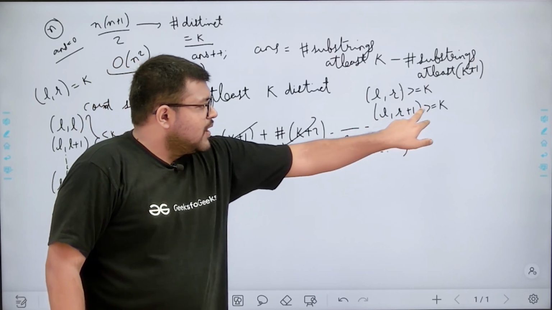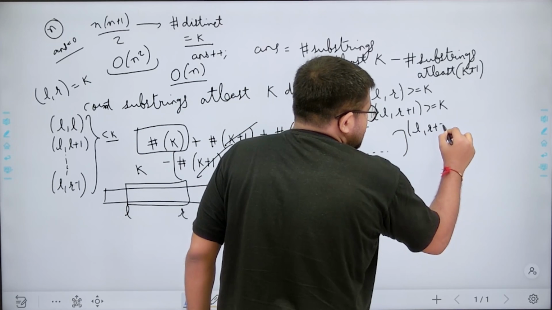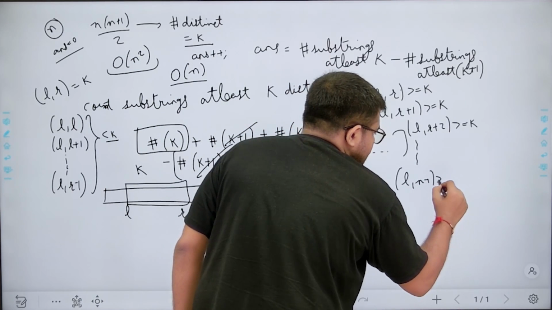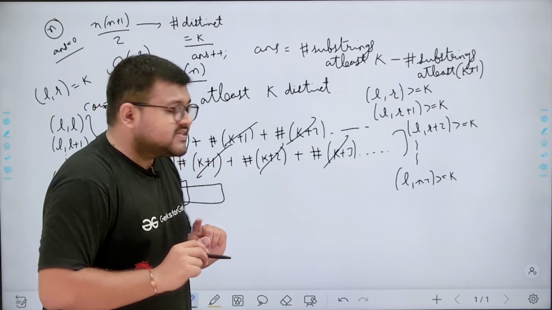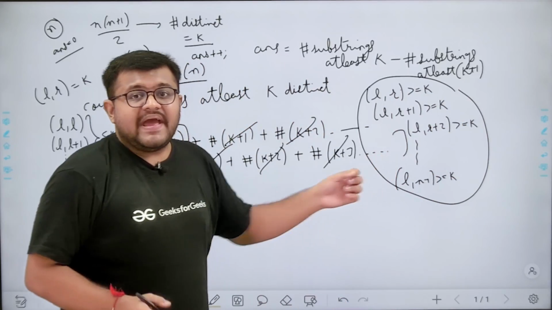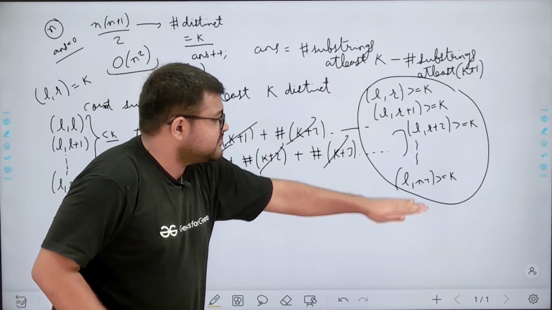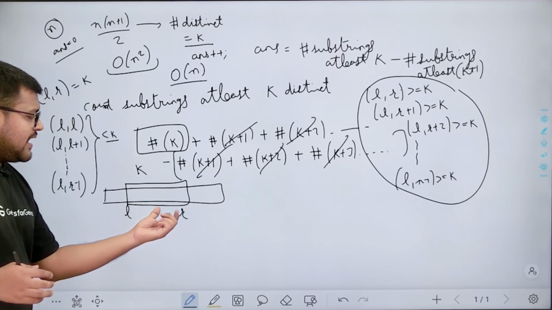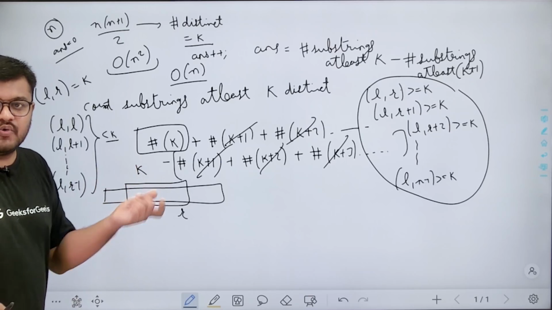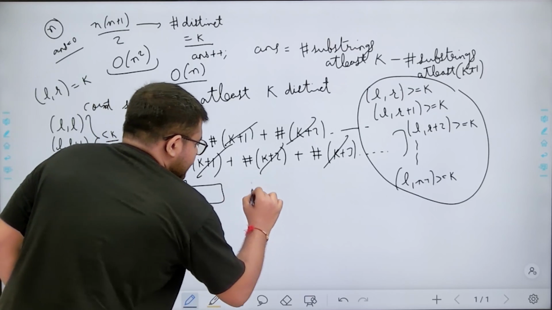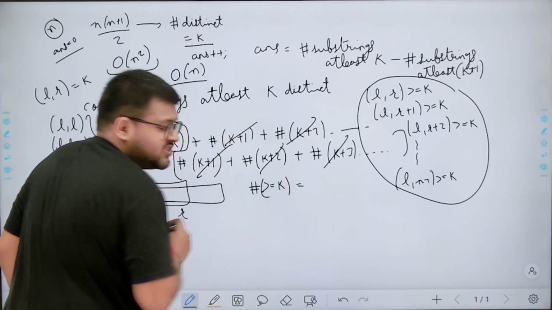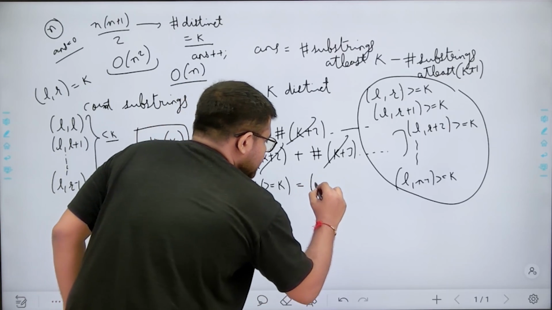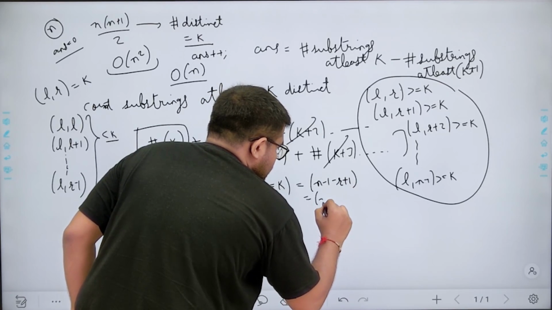So the number of distinct characters from L to R plus 1 is also greater than or equal to k. From L to R plus 2 is also greater than or equal to k. And so on, from L to N minus 1 is also greater than or equal to k. So starting with index L, these are the substrings which have at least k distinct characters, right? So if starting with index L, R is the first index such that this substring has at least k distinct characters, then how many substrings start at L with at least k distinct characters? The ending index can be R, R plus 1, R plus 2, up to N minus 1. So it would be N minus 1 minus R plus 1, which is equal to N minus R.